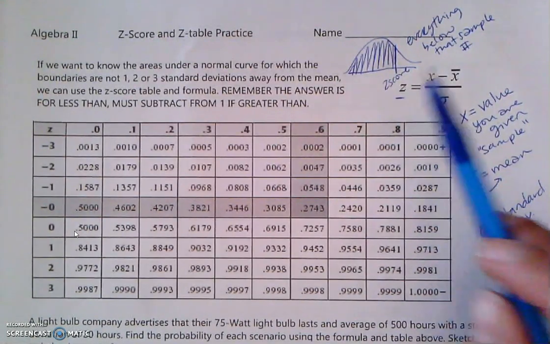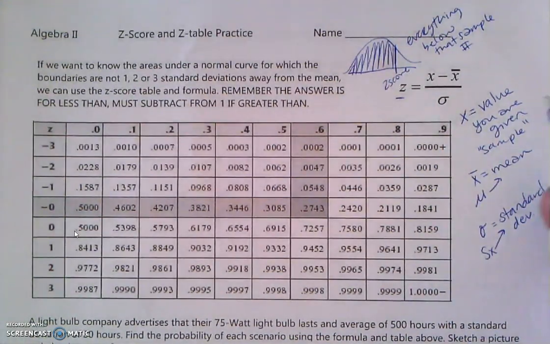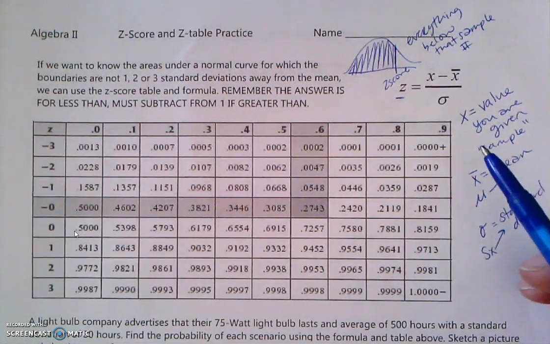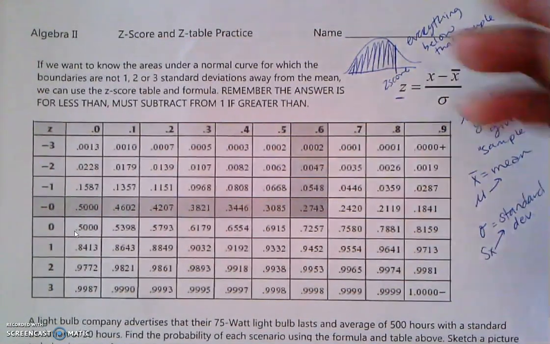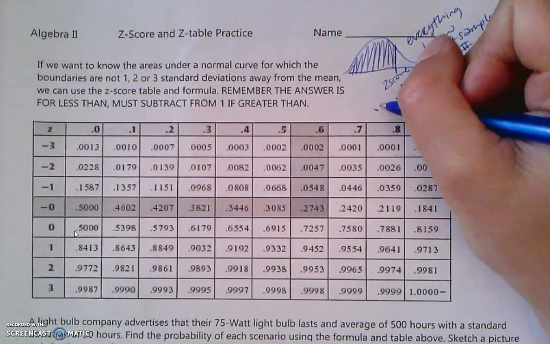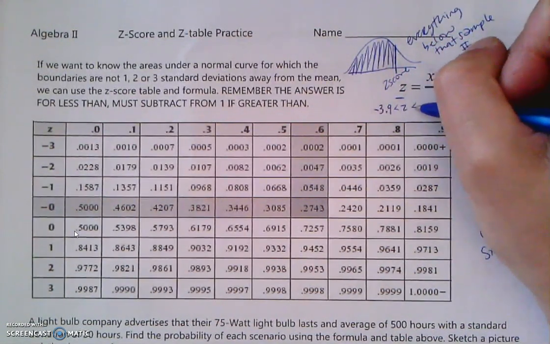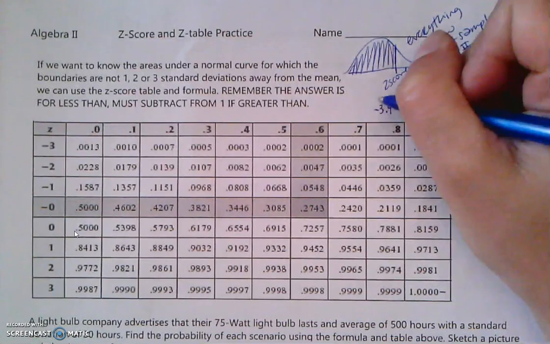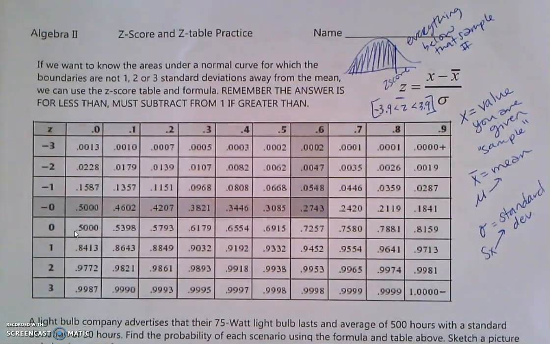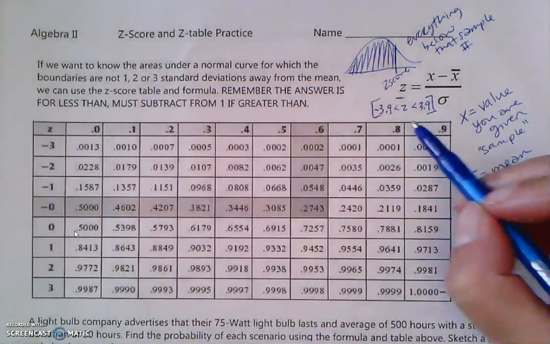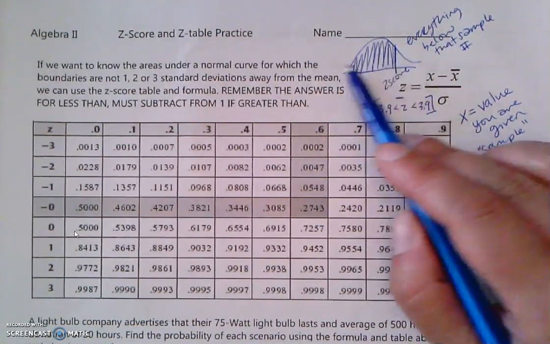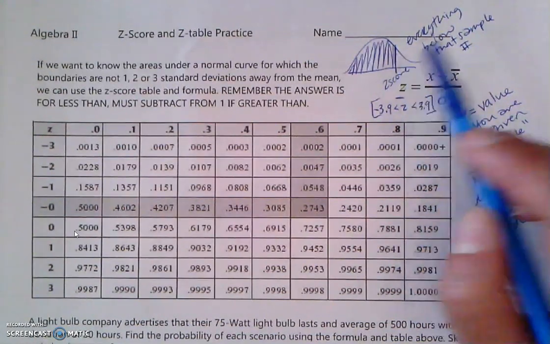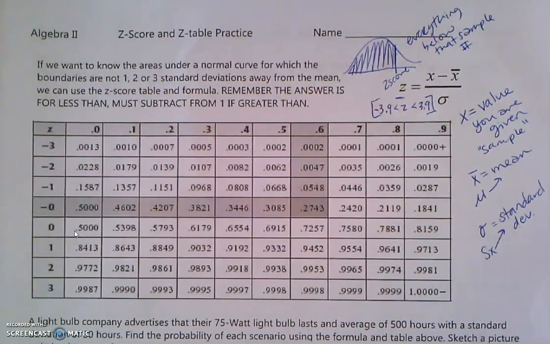Okay, so what we're going to do is calculate a z-score. Our z-score is going to be something like negative 3.2, negative 1.7, 0.5, 1.7. Okay, your z-score is going to be a number in between negative 3.9 and 3.9. And then we're going to take that z-score number and convert it into a decimal, which is going to give you the percentage of everything below that number that you had.